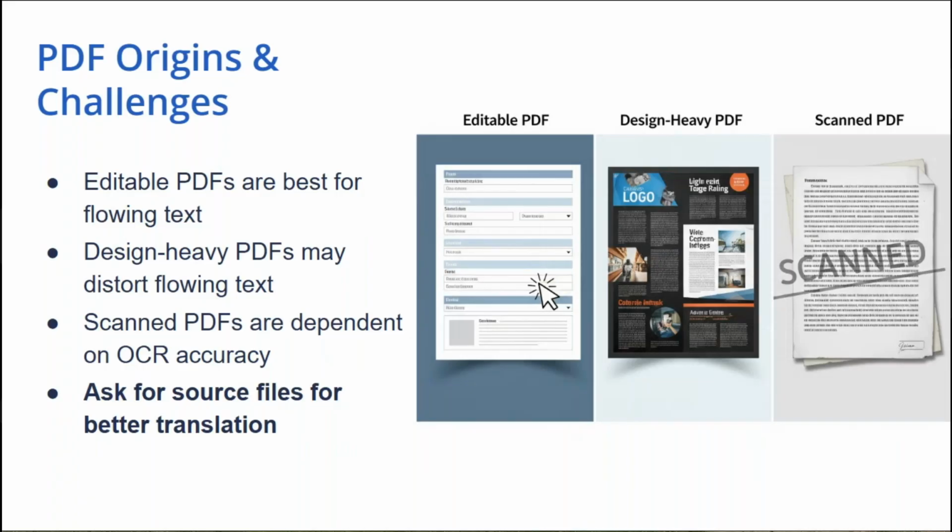A tip I want to give you: always ask or try to get the source file for better translation. So if you know that the PDF was created in Word, try to get the Word document. If it was a PowerPoint, try to get the PowerPoint. If it was an InDesign file, try to get the InDesign, the IDML file. And now we will see what happens with Canva as well, because it is really important to have the source file to avoid potential issues afterwards.